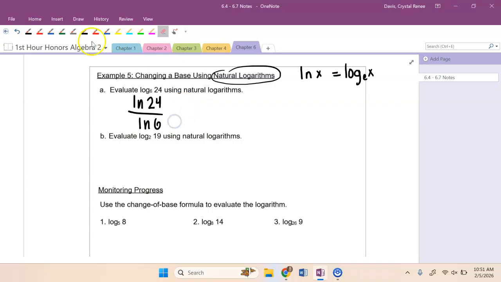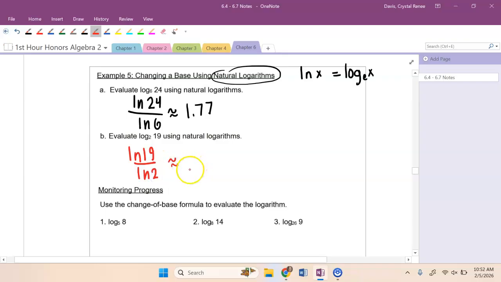So we just put natural log of 24 over natural log of 6 into our calculator, and when you do, you should get roughly 1.77. And the same concept down here. Natural log of 19 over natural log of 2, which is not the natural log of 9.5. You put that into your calculator, that's roughly 4.25.